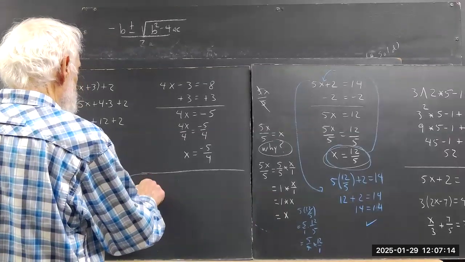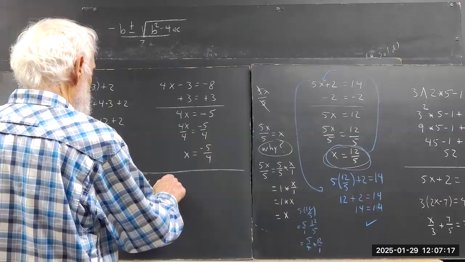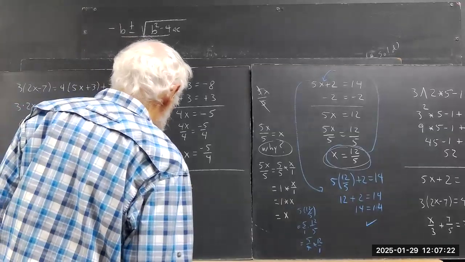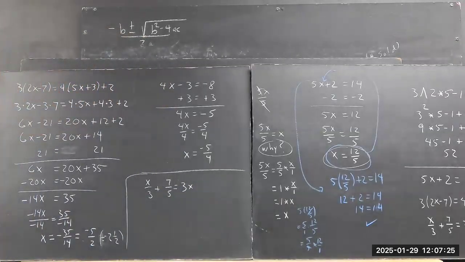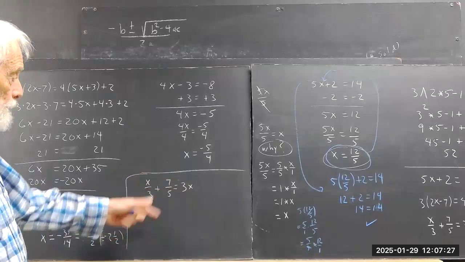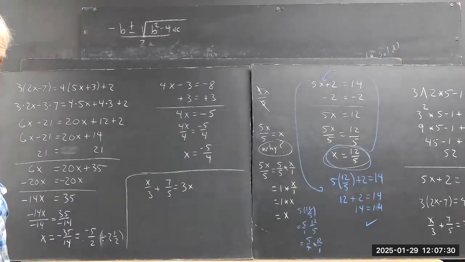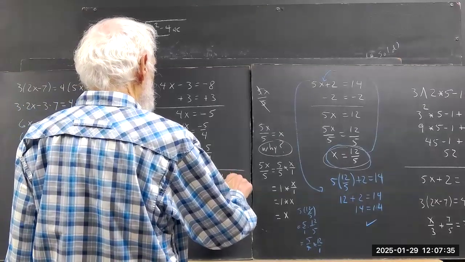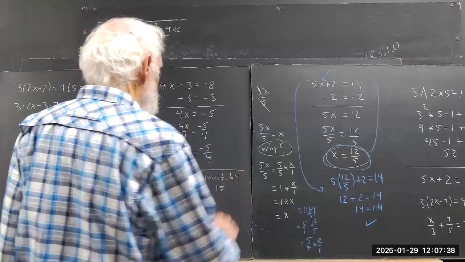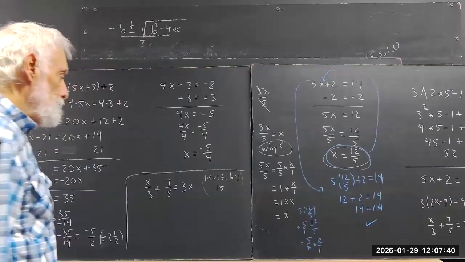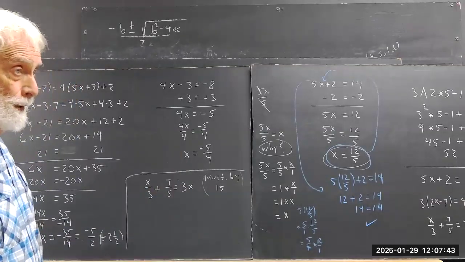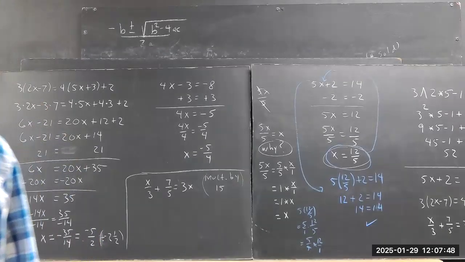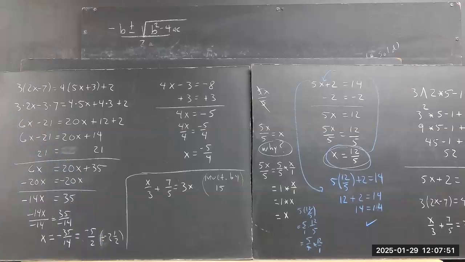Take this equation, x over 3 plus 7 over 5 equals 3x. Now I'm just going to tell you what to do. I want you to multiply every term by 15. When I say multiply by 15, I mean multiply each term by 15. So just put a 15 times in front of each term. Or multiply both sides by 15.